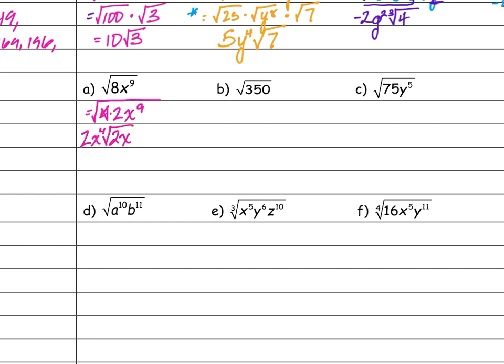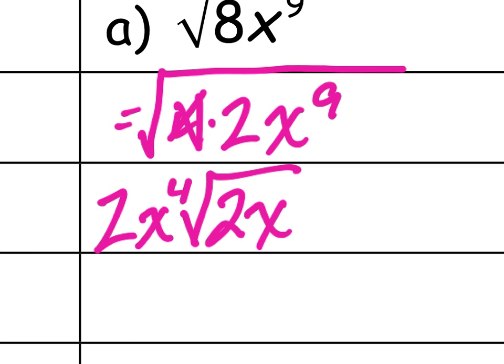Wait, why is it 42? Where's the 4 and the 2? Where did that come from? 8 is 4 times 2. See the little dot in between them? No, but it's okay. I understand. See the little dot in between them? I see it now. Okay.